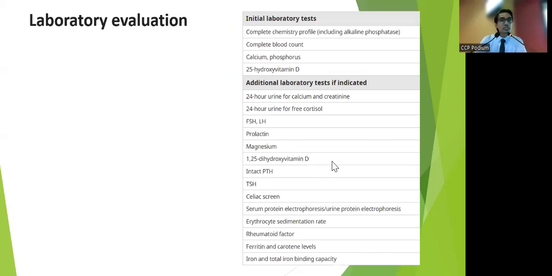Once we diagnose the patient as having osteoporosis, there are several tests that we should do. So in any patient with osteoporosis, we should do the calcium and phosphate levels, vitamin D levels, and complete biochemistry profile, including the liver and renal profiles. But if we suspect any other secondary causes, then we can do the hormonal profiles, autoimmune panel, and urinary calcium and phosphate excretion, etc.